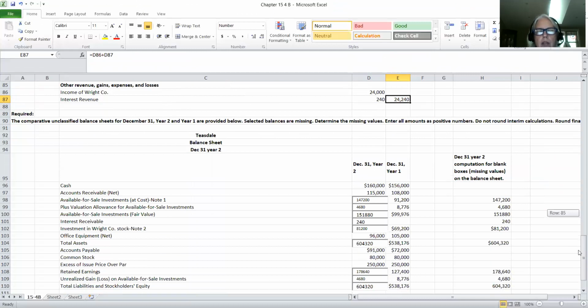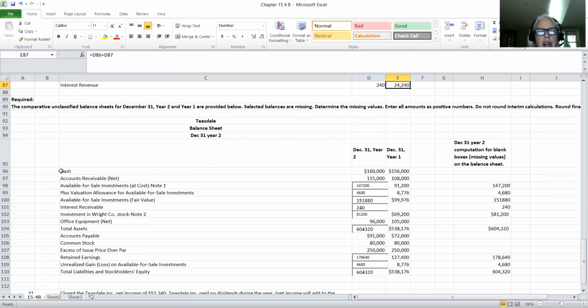Now, in the next part of this, they gave you a balance sheet, and they gave you all the account titles, and they gave you some of the information for the balance sheet at year one. All of this information right here in year one was given to you. This is what the balance sheet looked like at the end of year one. What we're going to do is prepare the balance sheet at the end of year two, and you'll notice that we've got some blocks here with amounts in them. These were actually blank boxes, or missing values were in these boxes here. And so I'm going to show you how we come up with those missing amounts.